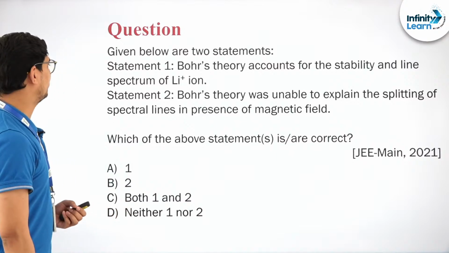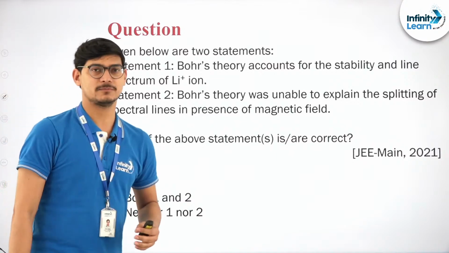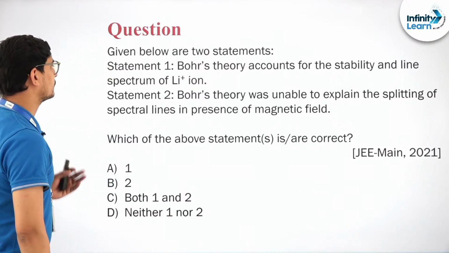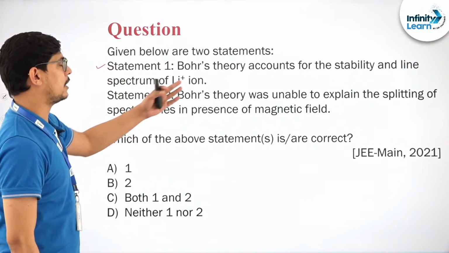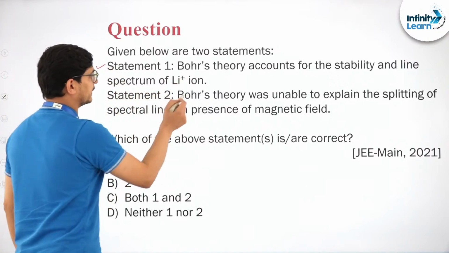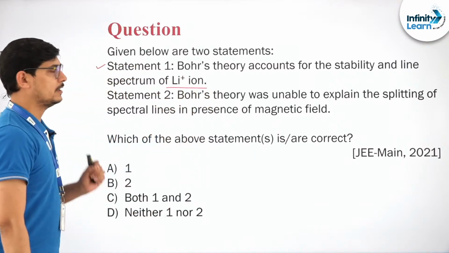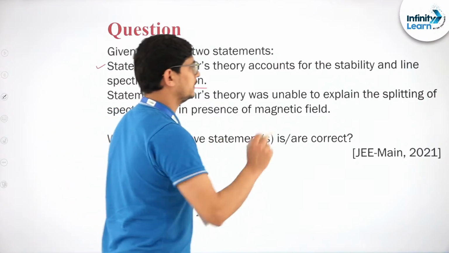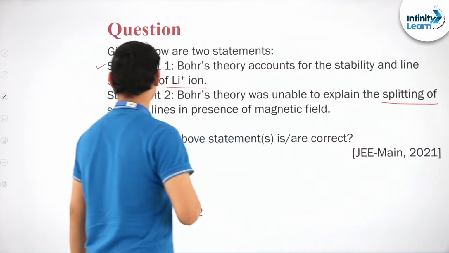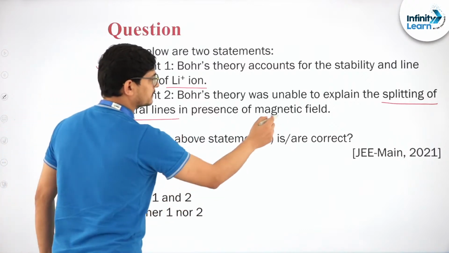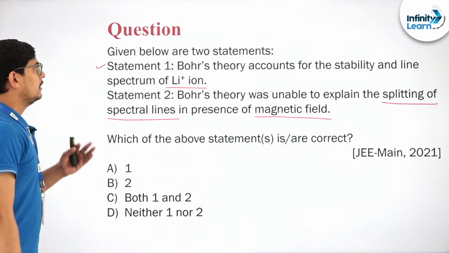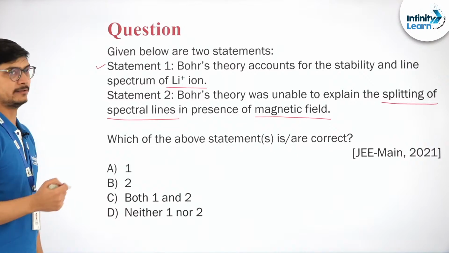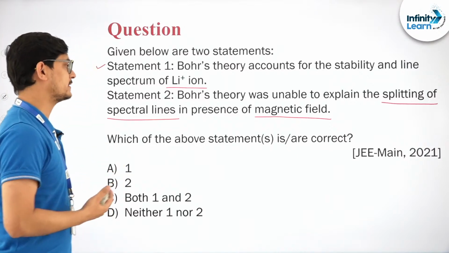Alright, so talking of bringing you closer to your aim, I have some questions for you here. First question is, given below are 2 statements. Statement 1, Bohr's theory accounts for the stability and line spectrum of Li plus ion. And the second statement is Bohr's theory was unable to explain the splitting of spectral lines in presence of magnetic field. In this question you have to assess which of these statements is correct: if both statements are correct, or one is correct, or neither is correct.